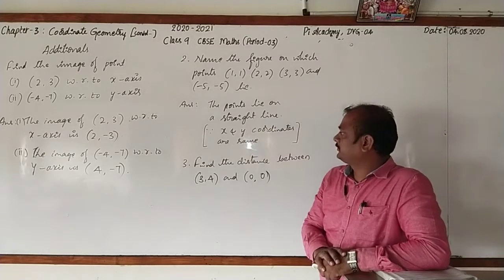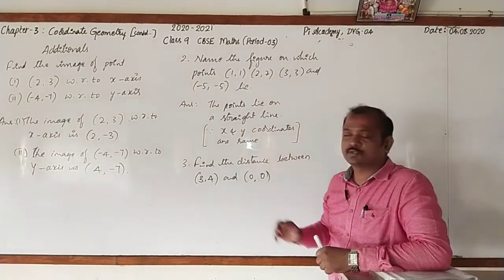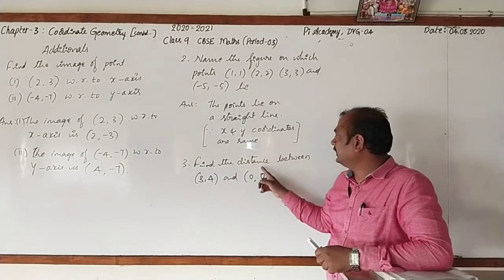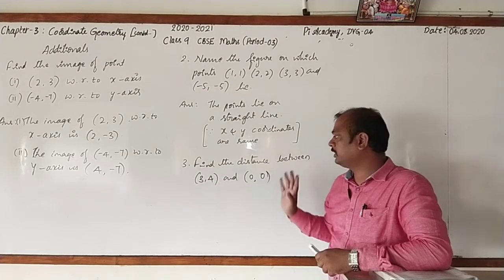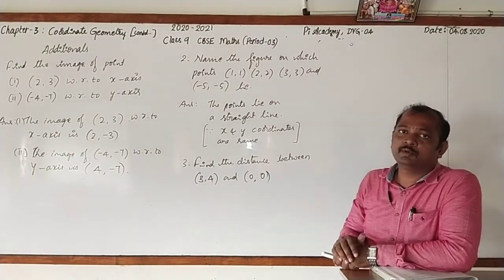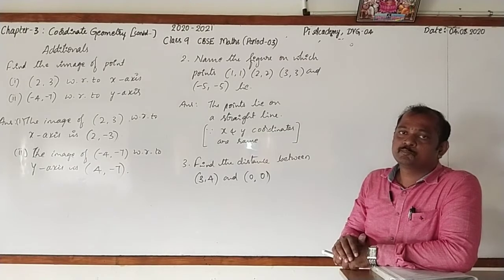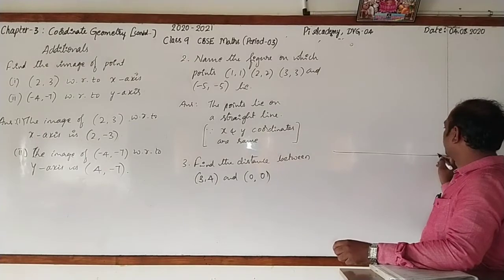Dear students, another very simple and interesting question. Please go through this. Find the distance between the coordinate points (3, 4) and (0, 0). Hope that you are able to tell directly. If you do not know, you just go for the trial and error method.